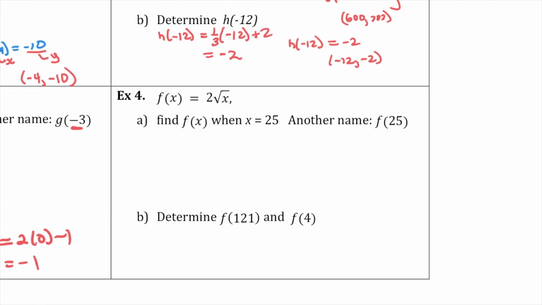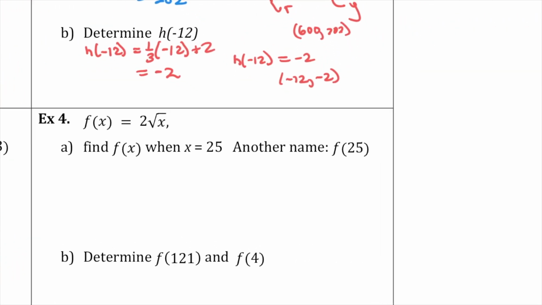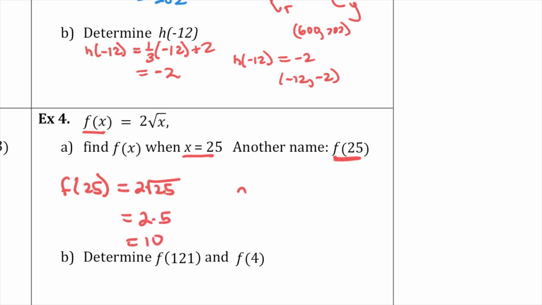Functions do not all have to be linear. Here we have a square root function. F of x is the name of the function, and I want to know f of x when x is 25, or find me f of 25. Replace all x's with the number 25. The square root of 25 is 5, so we have 10. F of 25 equals 10.